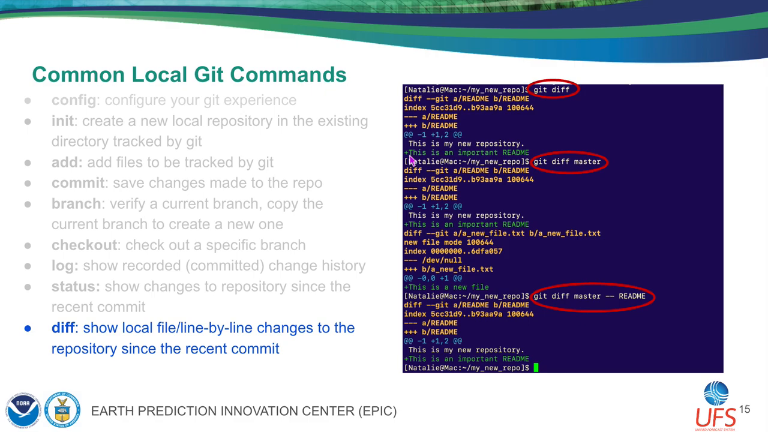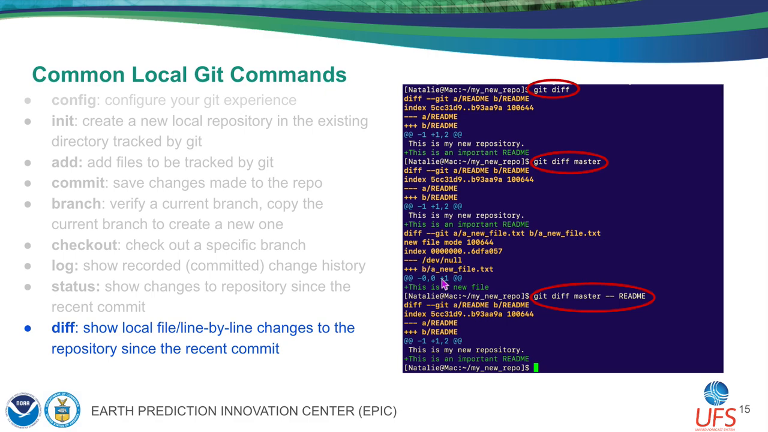In this case, it will show that the line was added to the README file. We can also ask what the differences were since the last commit between the current branch and the master branch. It will say git diff master, give the name of the branch that we want to compare it to, and then it will show that the differences were first in the README file where the line has been added, but we also have a new file that has been added since the last commit.